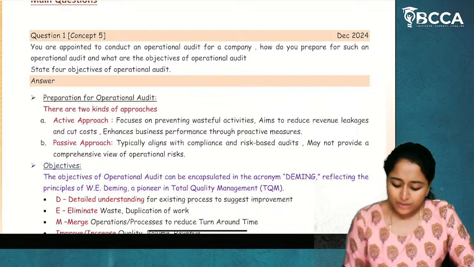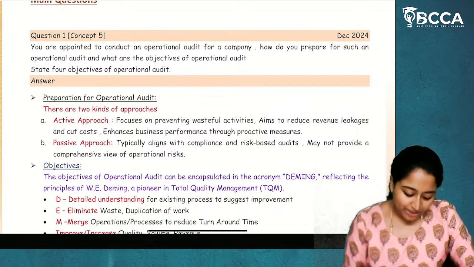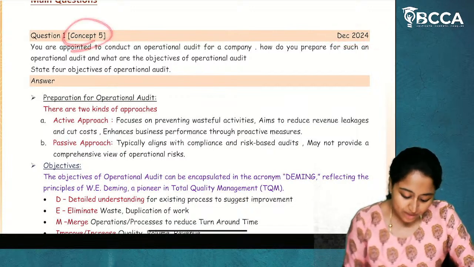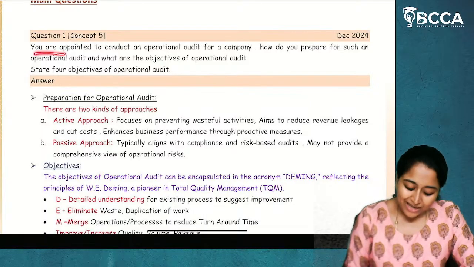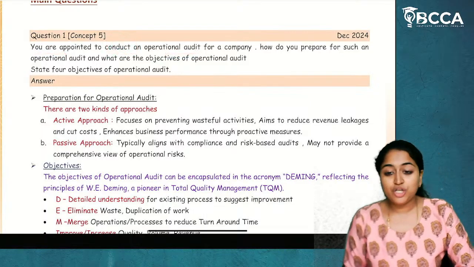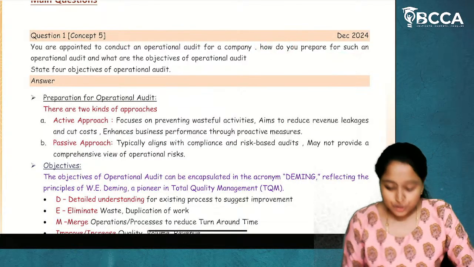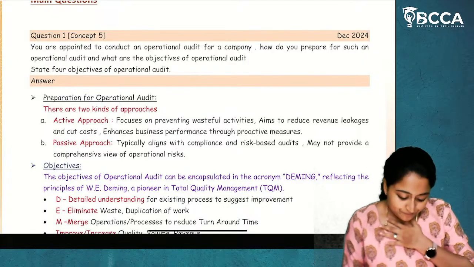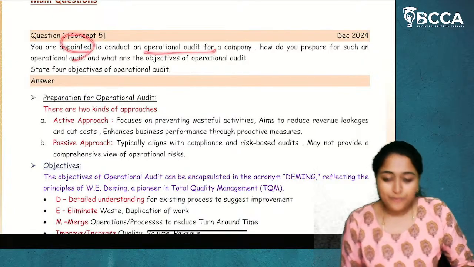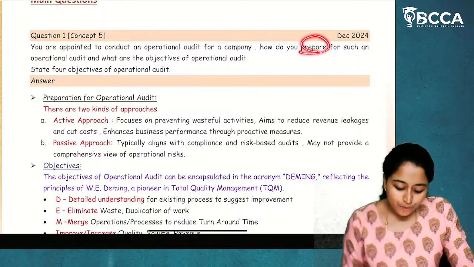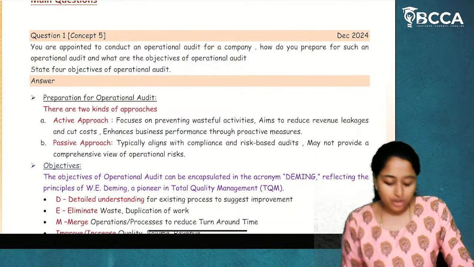Now, what is question number 1? This has been tested in the December 2024 attempt from concept number 5. You are appointed to conduct an operational audit for a company. How do you prepare for such an operational audit and what are the objectives of operational audit?